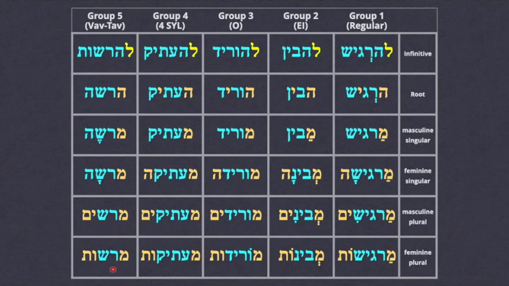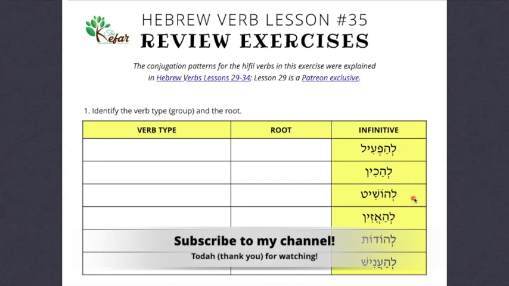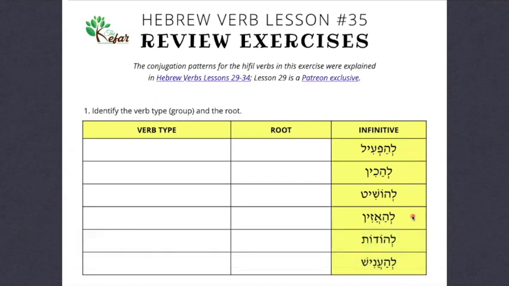Okay, so these are the 5 Hif'il groups that we learned about in previous videos. And so now we are going to look at the exercises that I provided, and the links to both the exercises and the answers are in the description. So the first exercise is to take each of these infinitives, lehafil, lehachin, lehoshit, leha'azin, lehodot, and leha'anish, and identify the type.